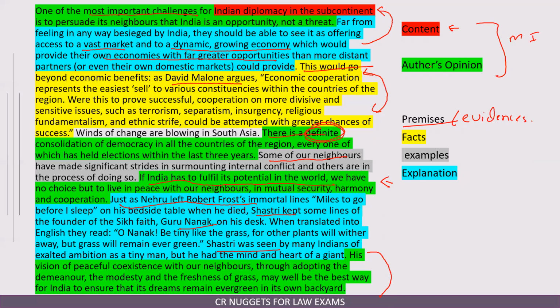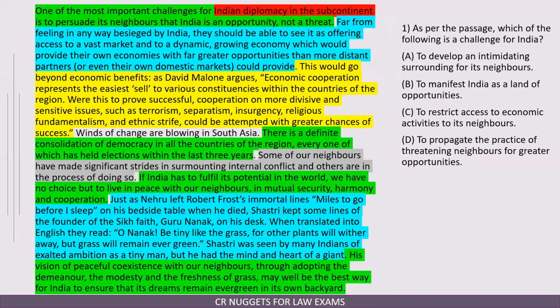So if you look at the entire passage, the things in green keep reiterating one thing again and again: that India should persuade its neighbors that India is a land of opportunity, and that India needs to have a good relationship with its neighbors. And the author has given this through facts, explanations of his point, and examples. He has used all kinds of things. The important thing to understand is that these things in yellow, gray or blue are acting as evidence and helping the author arrive at the opinion.